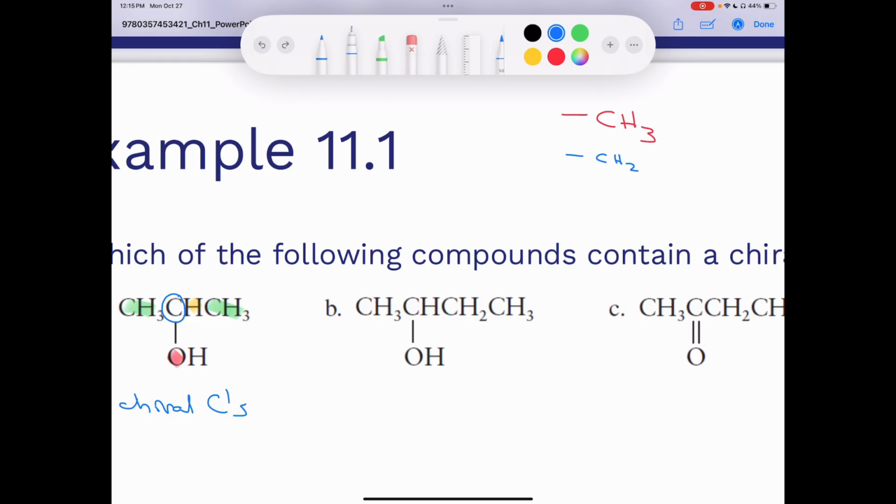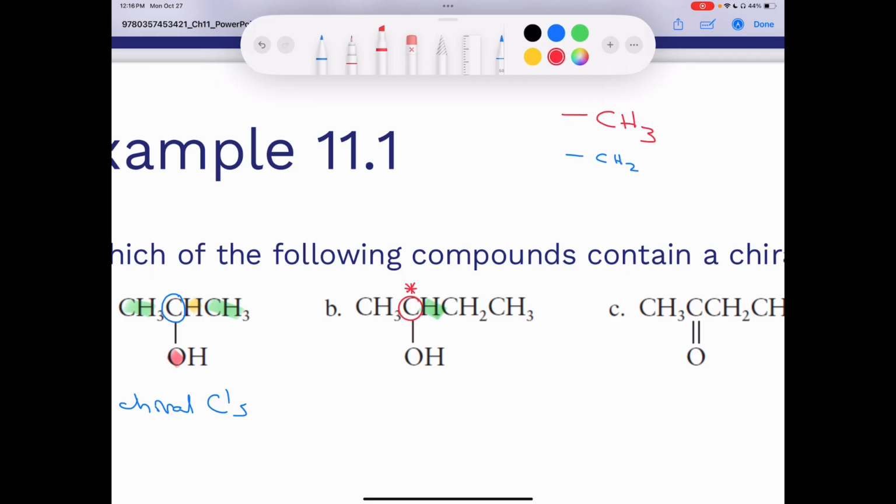But what about the carbon that's attached to the oxygen? Well, it turns out that is actually a chiral carbon. And so I'm going to put a little red star by this one here because this is chiral. Now, if you don't believe me, this carbon, and I'll circle it in red, is attached to 4 different groups. Remember, I said 4 different groups, not 4 different atoms.